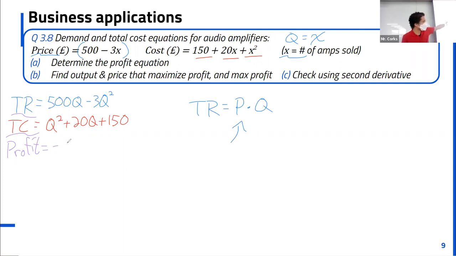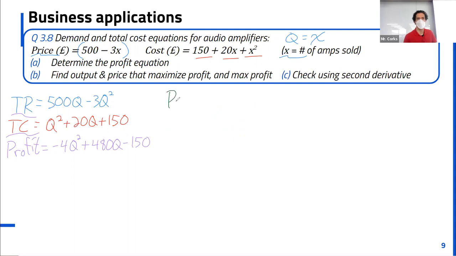Okay, so I'll call it Q here, just to match the labels here. Okay, 4Q squared, plus 480Q minus 150. There is our profit equation, and we now want to find our maximum profit.